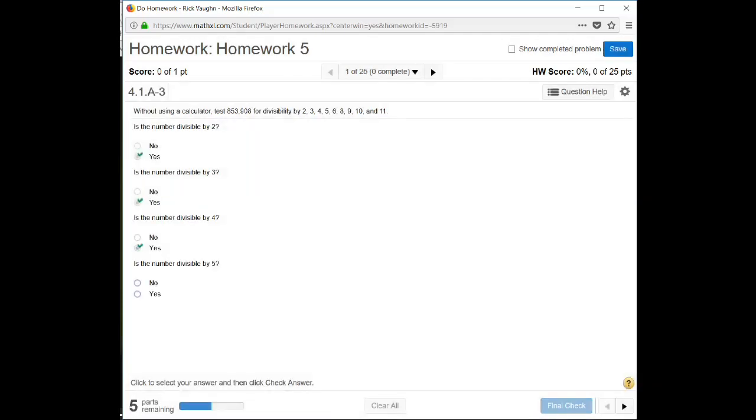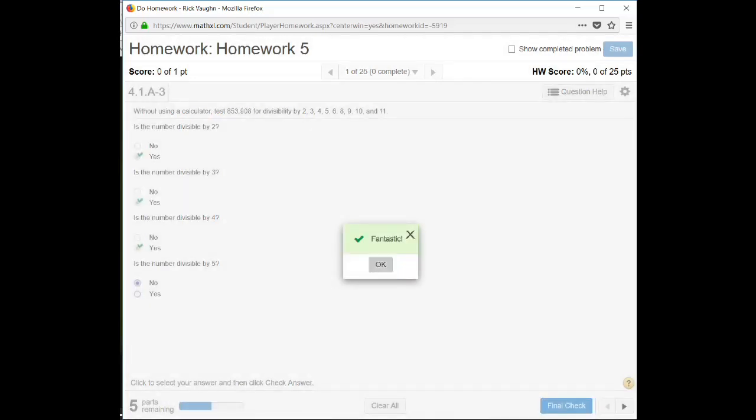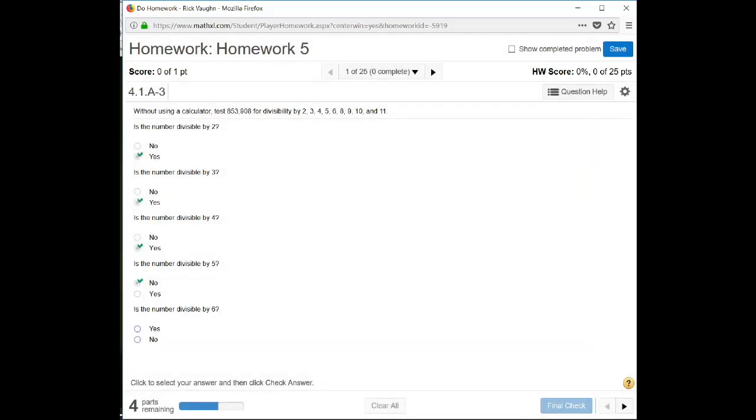Divisible by 5? It doesn't end in a 0 or a 5, so the answer is no. Divisible by 6 is if it passed both the 2 and the 3. Those were both yes, so it has to be divisible by 6.